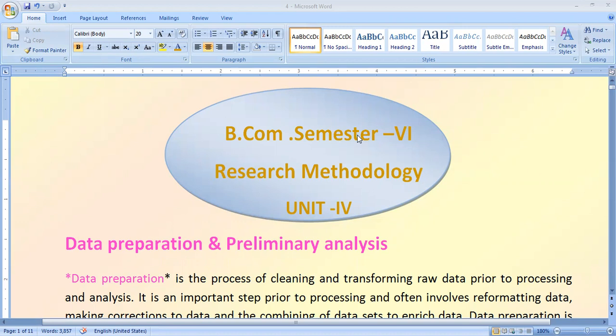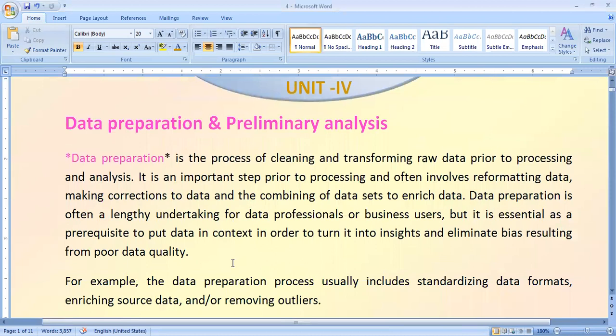BCom sixth semester, Research Methodology, Unit 4: Data preparation and preliminary analysis.